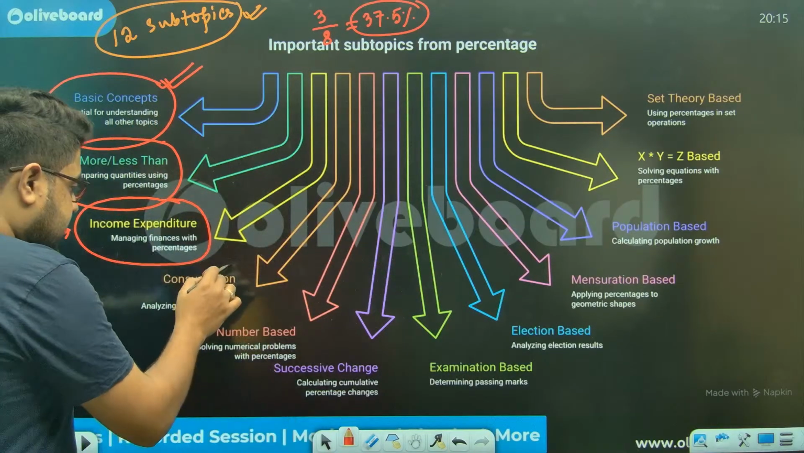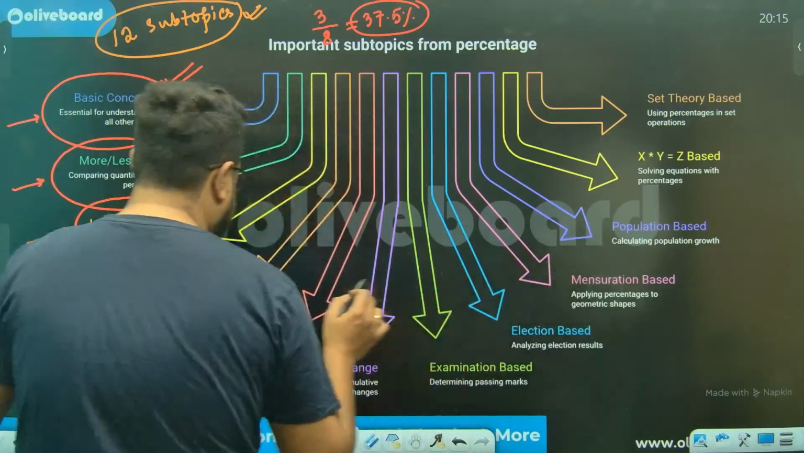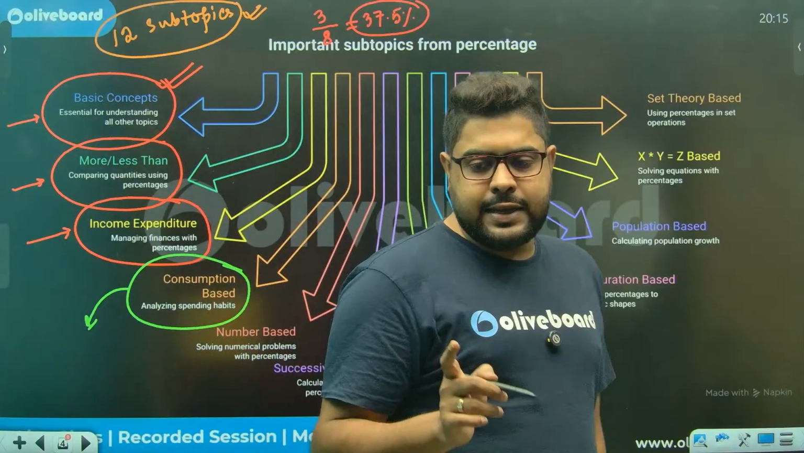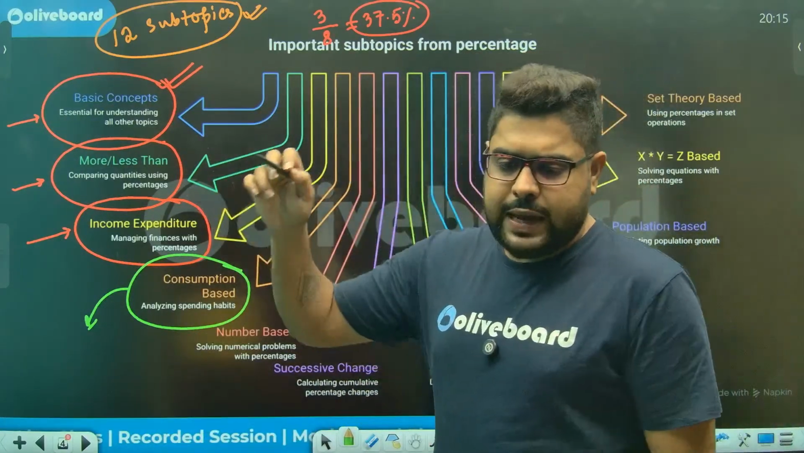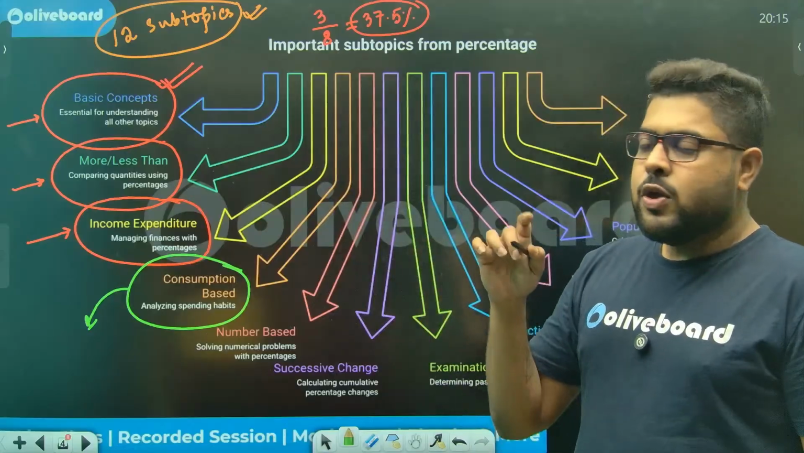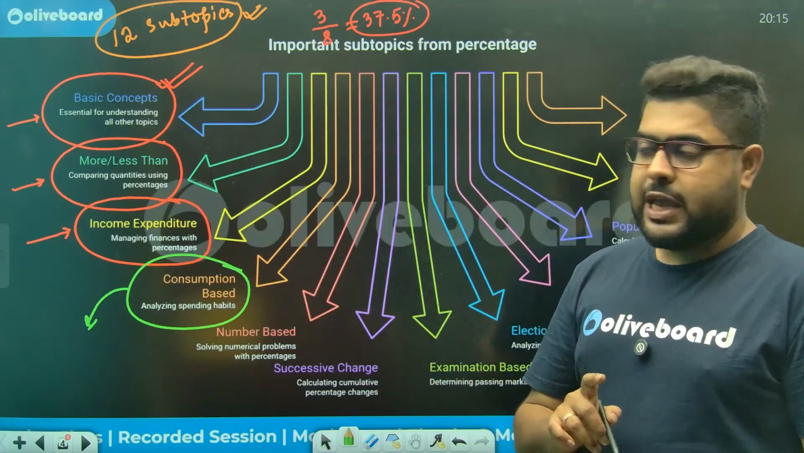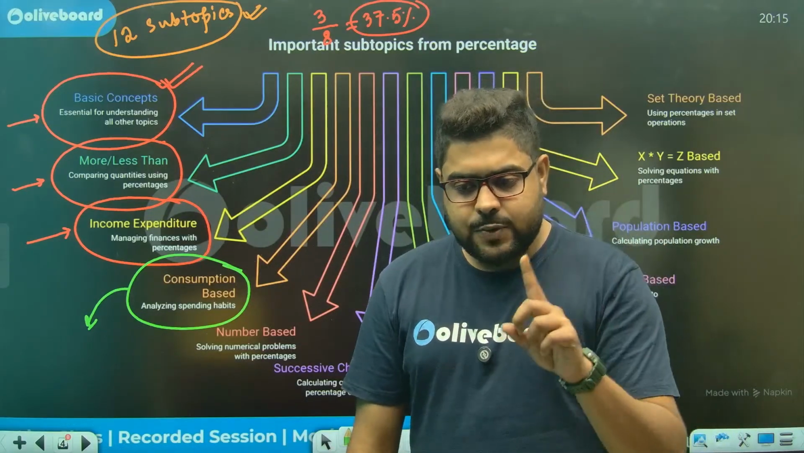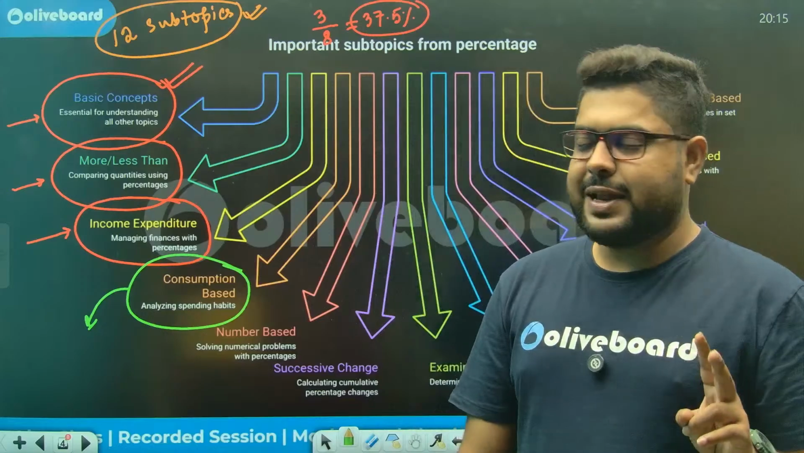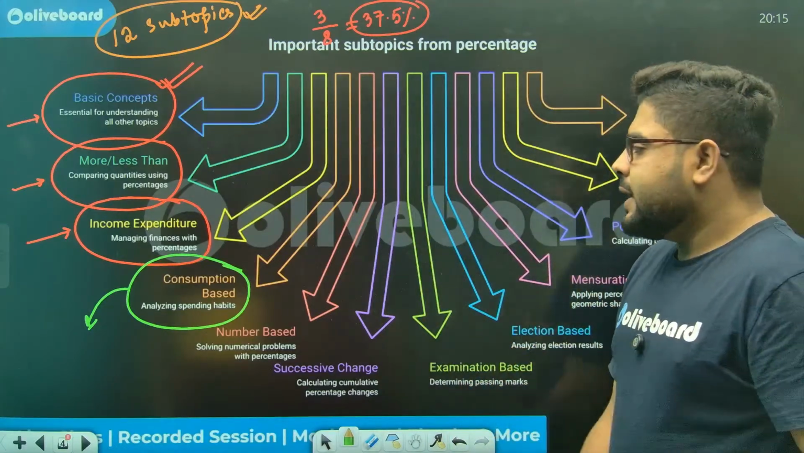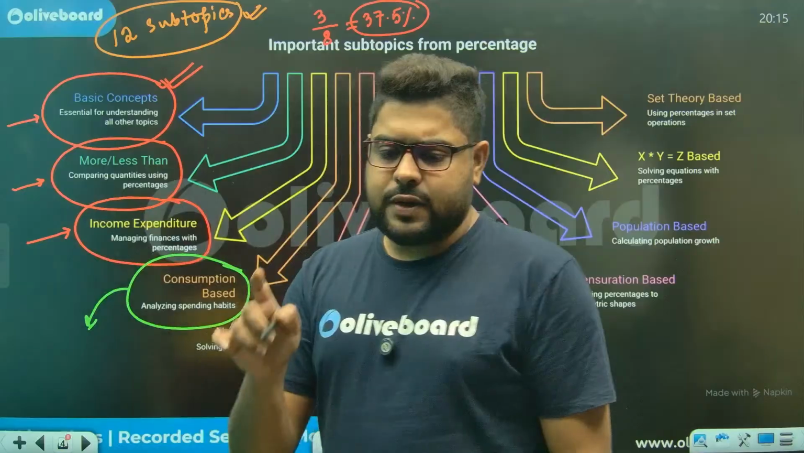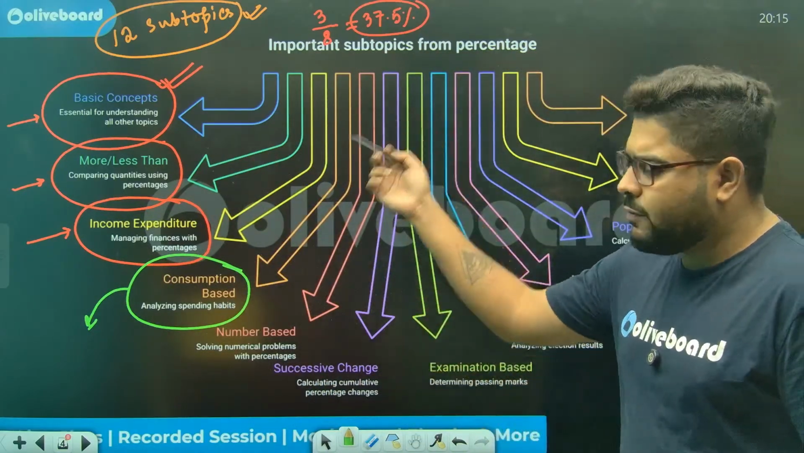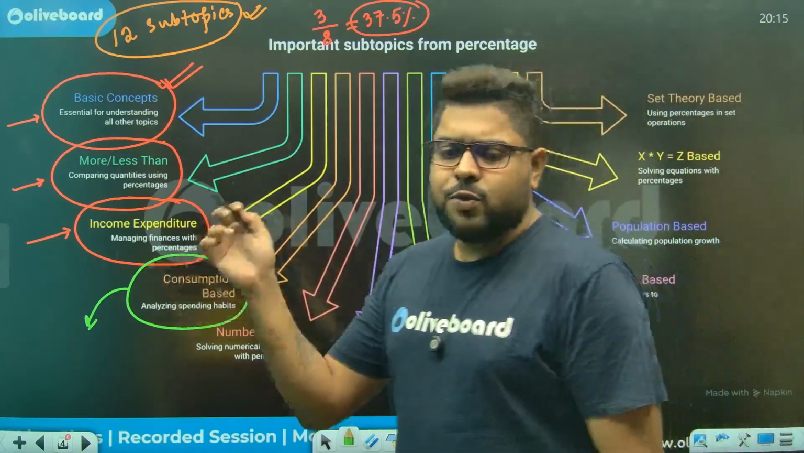Next one, sir. One of the most important types, that is consumption based questions. Again, two types you need to do. One is based on, sir, if price goes up or down, what will be the change in consumption if expenditure is constant, if expenditure is also changing. That is one type. Like actually that is like two types itself. Another is that a price decrease of 20% enables a person to buy 5 kg more for the same amount. What was the new price or old price or whatever.